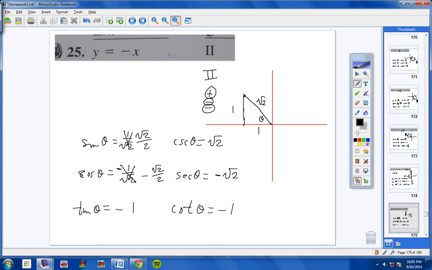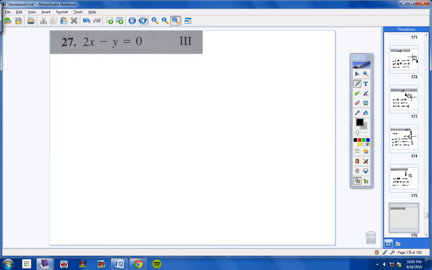Moving on now to number 27. Now in 27, notice we're in quadrant 3, students. So please don't miss that. We're in quadrant 3. So because we're in quadrant 3, 1, 2, 3, we're down here in this quadrant right here. Okay, because of that, we know we're going to go this way and then down. So we know that our x value has to be negative. Okay, so whatever I put in for x is going to be negative.